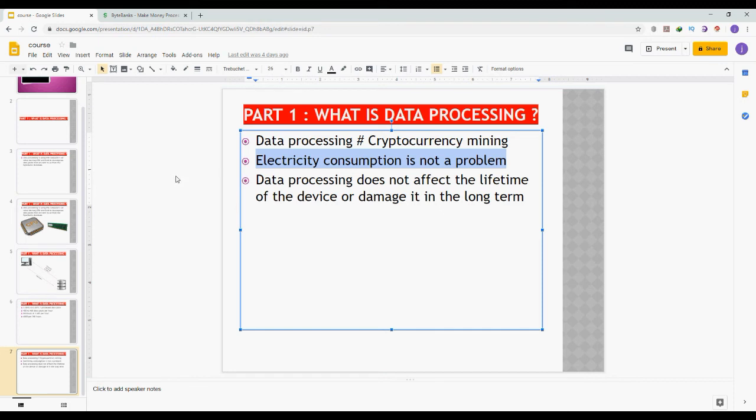In fact, electricity consumption in this case is the same as leaving your computer idle, which would cost something between $30 to $40 per year if you run your computer for 10 hours daily, and that's for someone who lives in the US. It's usually lower in most countries, so electricity consumption is not a problem at all.